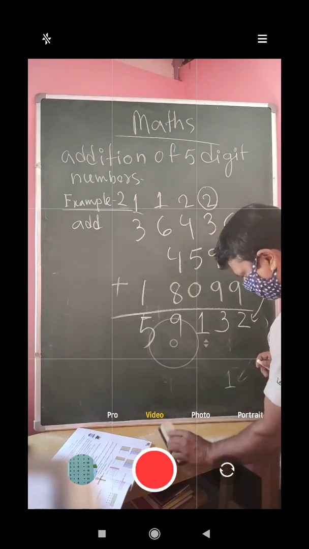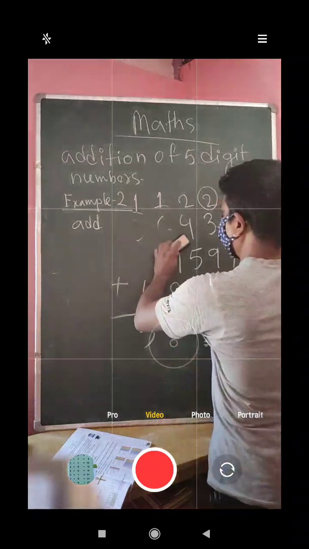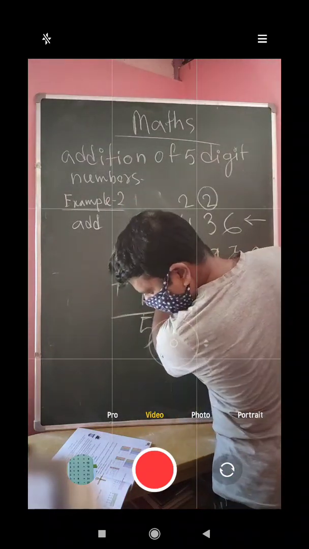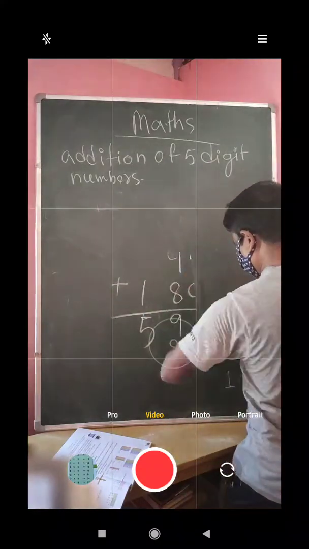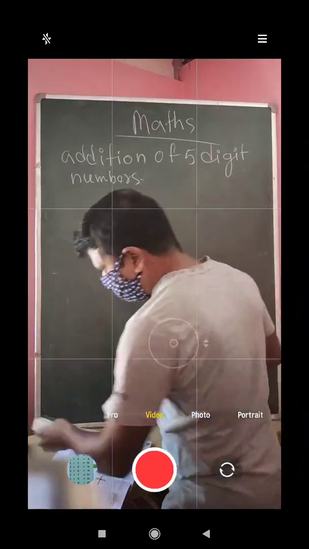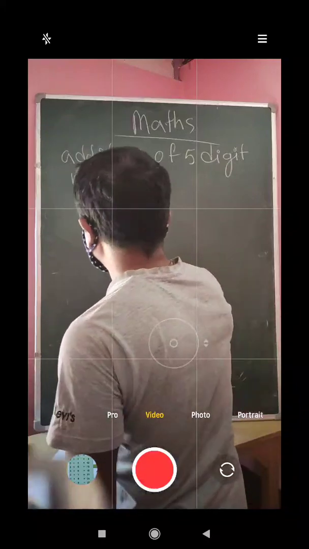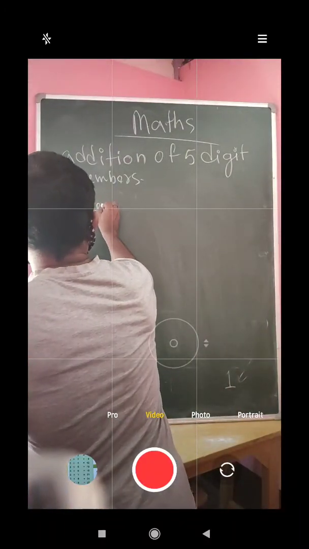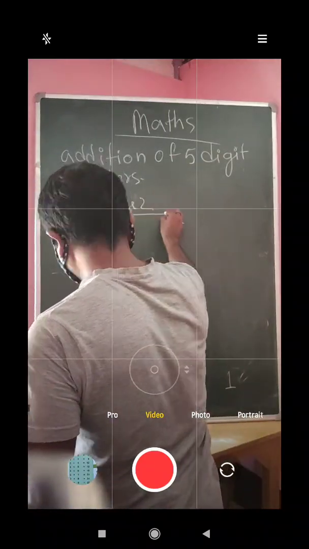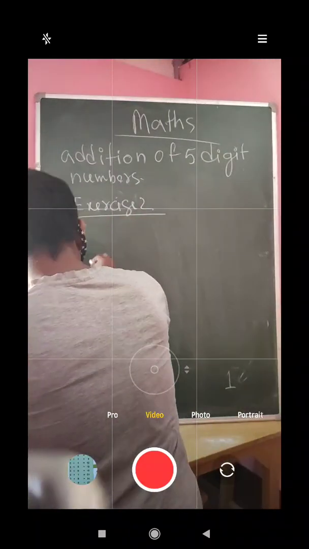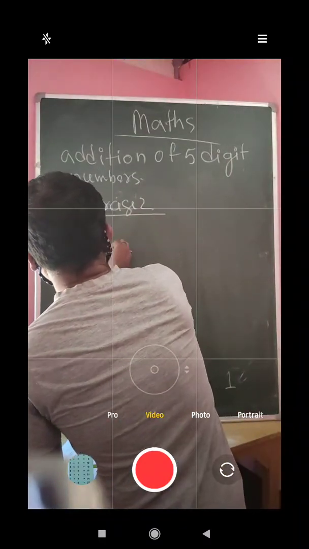Now we will see the next one. So example 2 is gone. Now we will come to the exercise part. In the exercise, exercise 2, number 1, I will do directly number D.